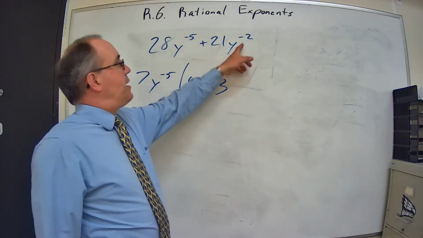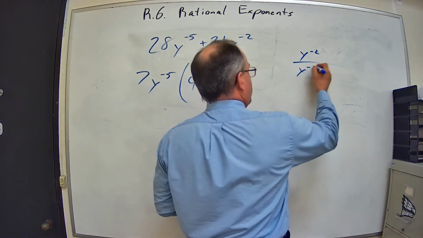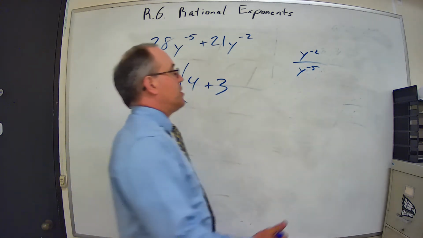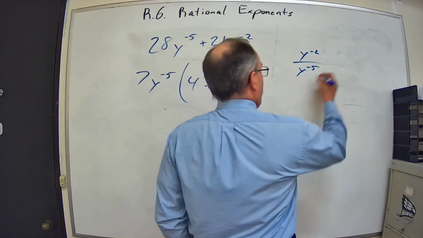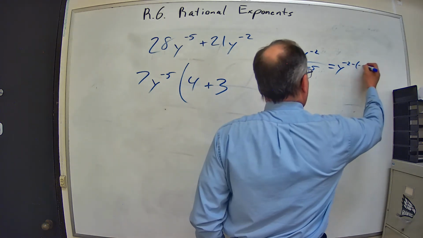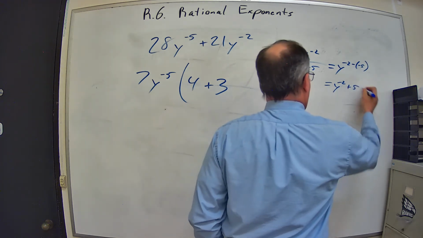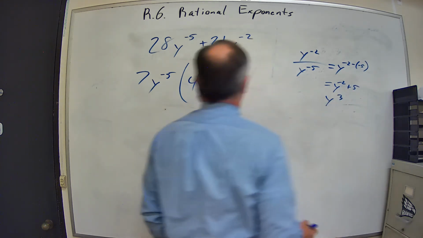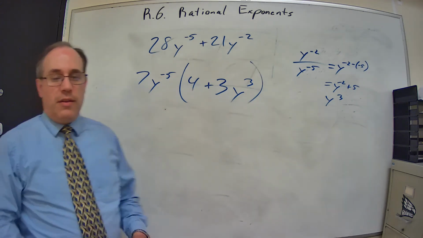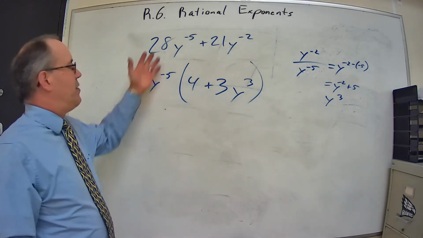And then y to the negative 2 divided by y to the negative 5. Remember, when you divide, you subtract the exponents. Negative 2 minus negative 5 gives you y to the negative 2 plus 5, or y to the 3. And that's how we can factor if we have negative exponents.